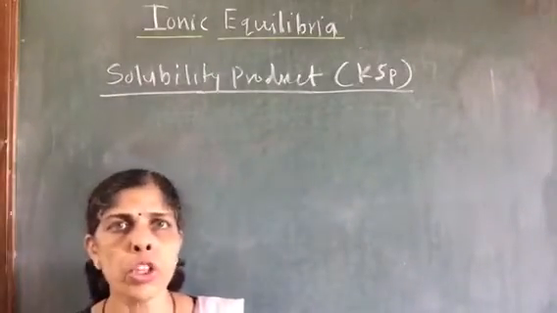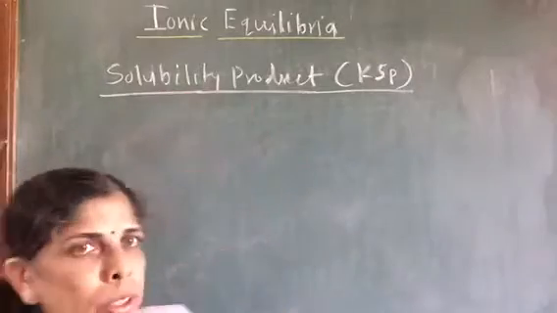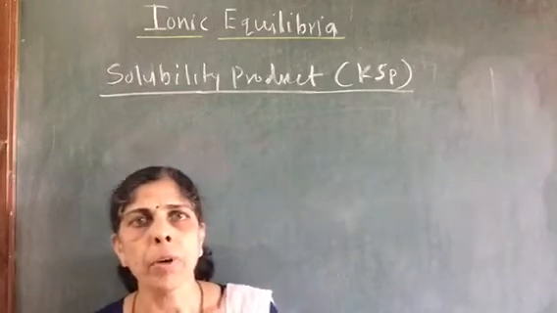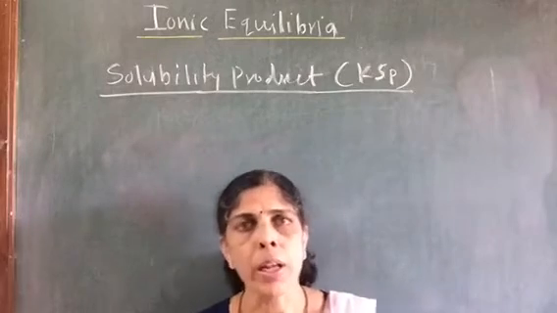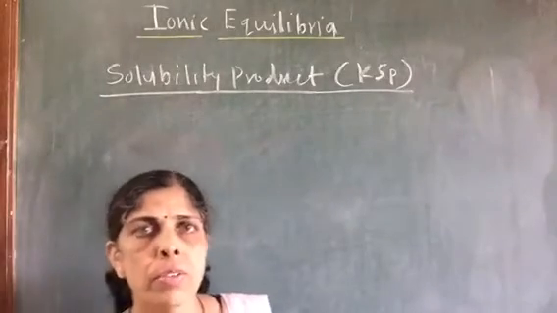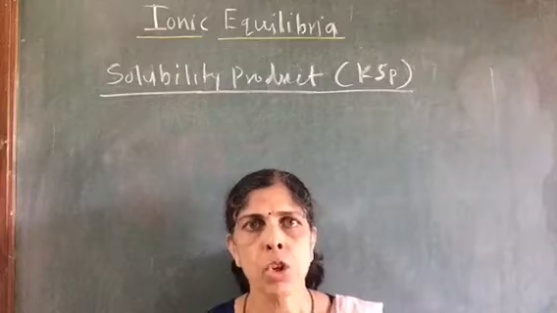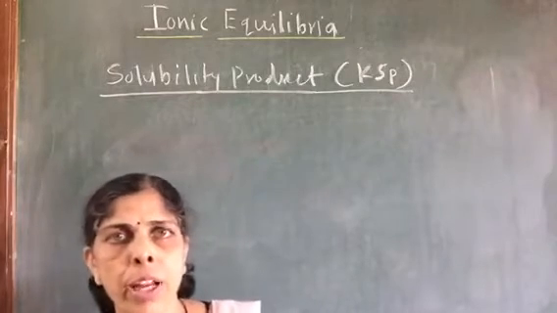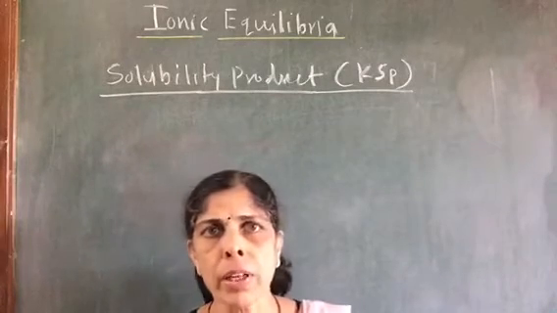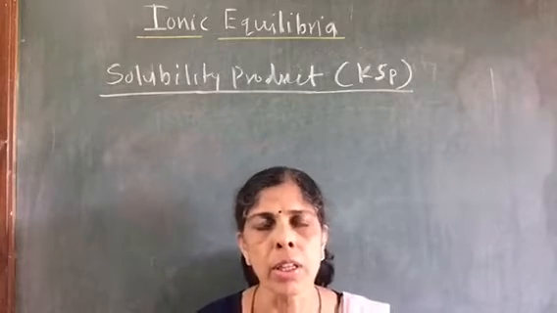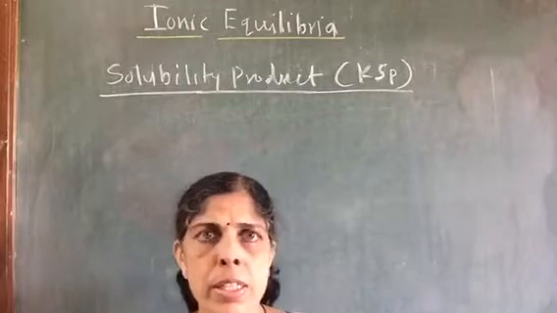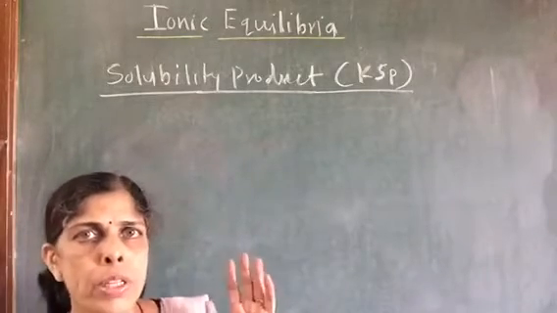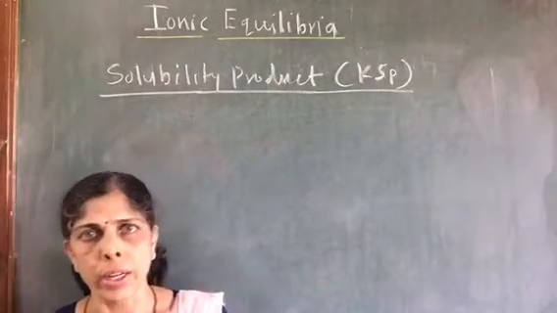Now we will continue the chapter with solubility product. The concept of solubility product is applicable for sparingly soluble salts. Sparingly soluble salts are the salts which have a very low solubility. It means if you add a pinch or a very small quantity of that particular salt in water, that will make the solution saturated. It is not necessary to add a large quantity of such salt to make the solution saturated.